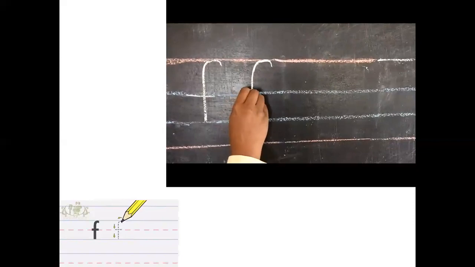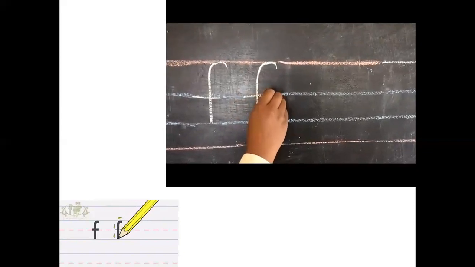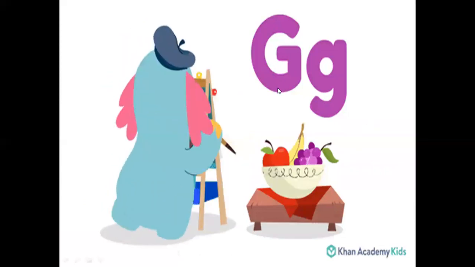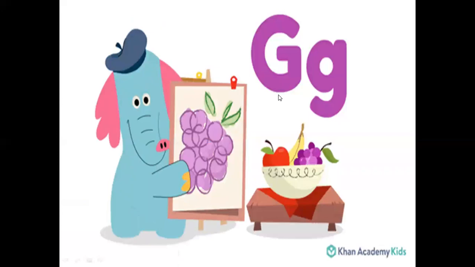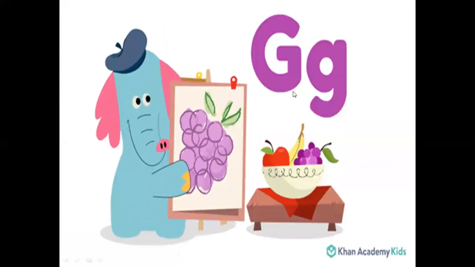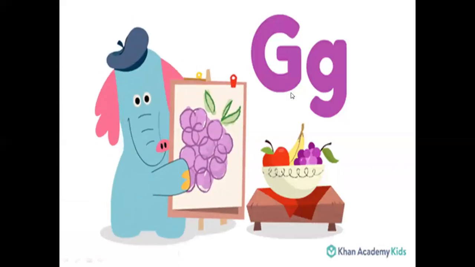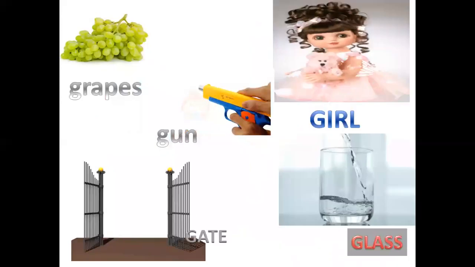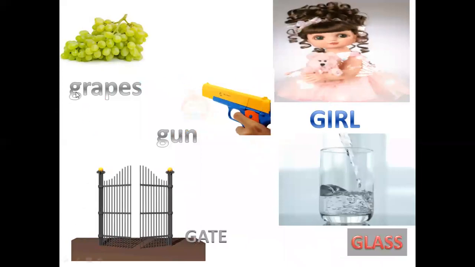And then we draw a sleeping line through the standing line in the middle like this, small f. Now, which letter is this? Capital letter G and small letter G, isn't it? And what's the sound of this letter? G.